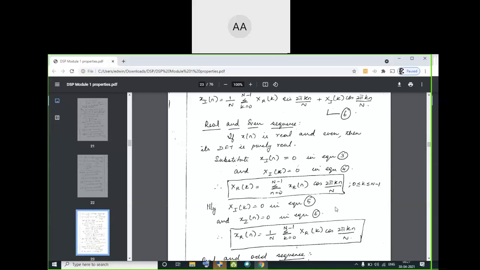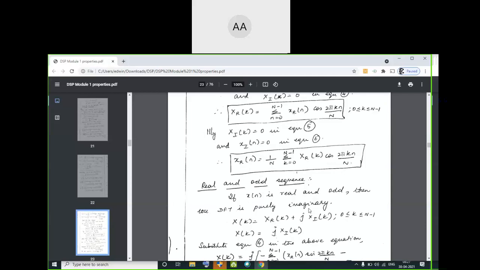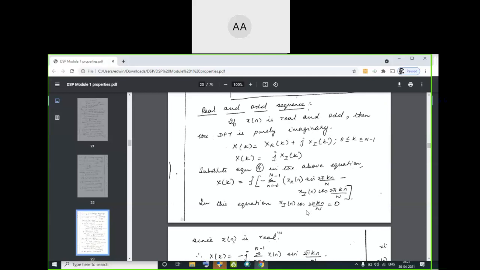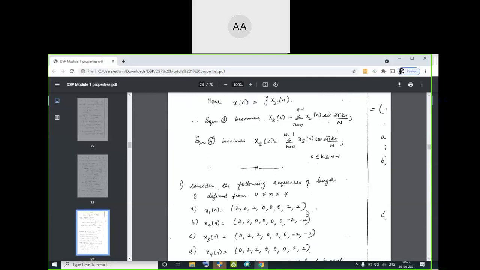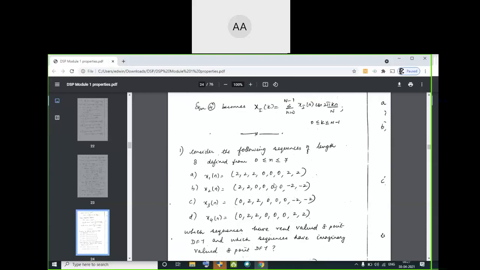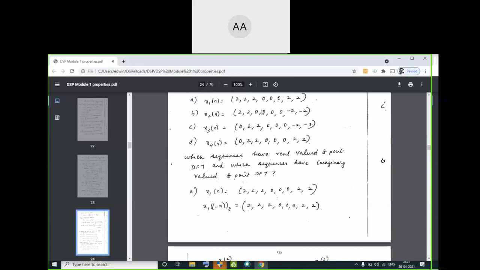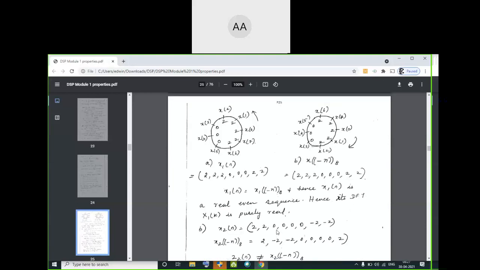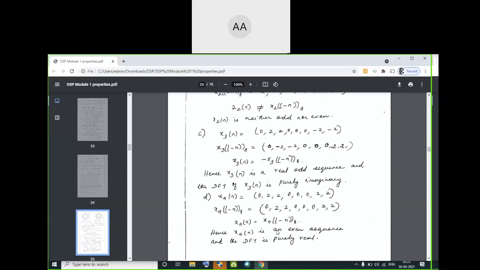Go through it and try to solve it once. Towards the end of this unit, remind me, and if you are getting stuck or there is a problem, we can solve it. Then we will move on with our next property. They have given you a sequence; you will check whether it's an even sequence or an odd sequence, and accordingly use that property. Try this out and let me know if there are any issues.